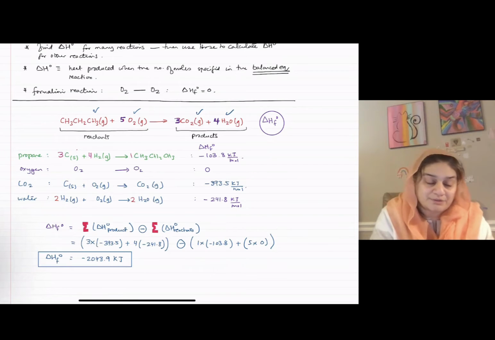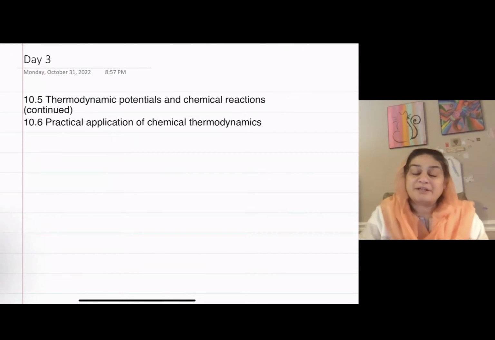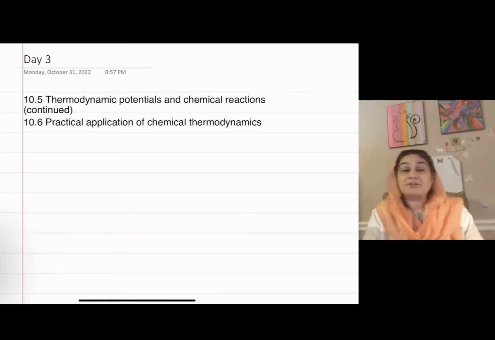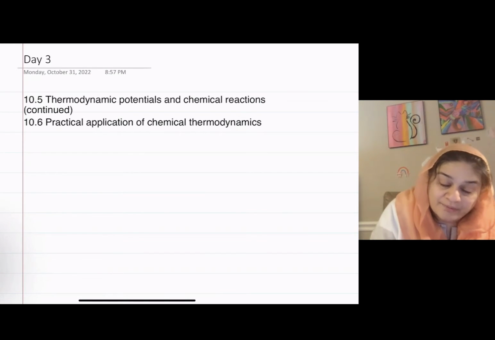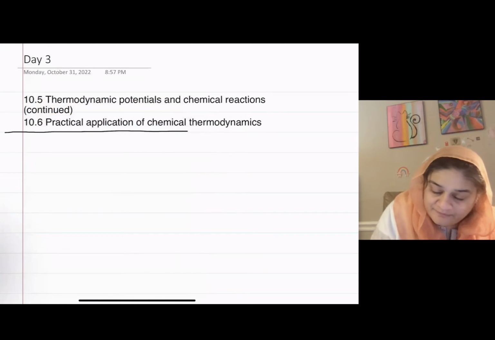So, moving on to day 3. We are going to start talking about thermodynamical potentials and chemical reactions, so we're going to continue that discussion. Are we ready? Here we go.